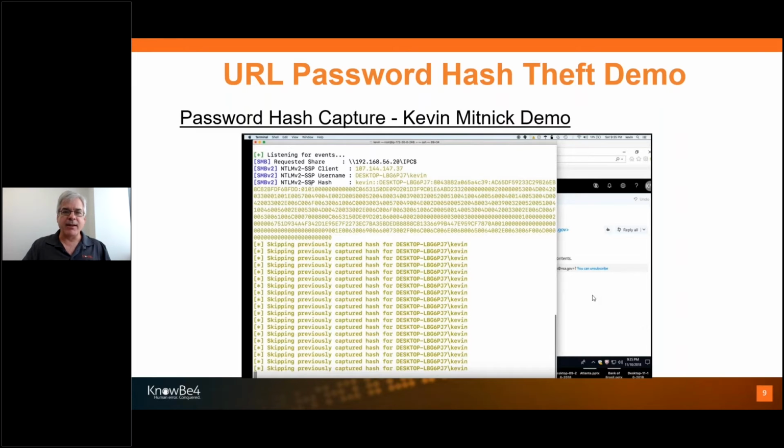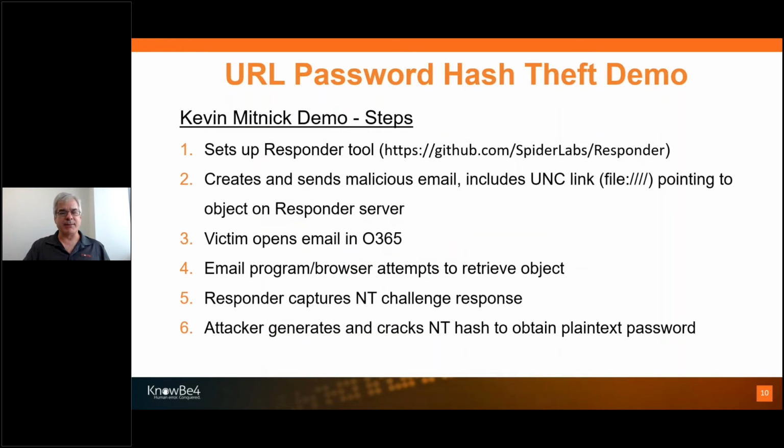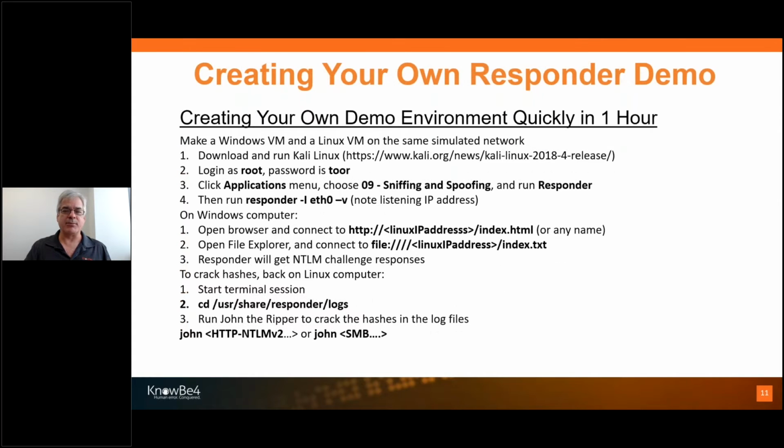Here we go. So if you've never seen that demo before, Kevin is using something called Responder. Anybody could download that from GitHub. And again, he created this malicious URL that sends this file:// link, and the victim opens it, and then the email tries to retrieve that object from that URL. The Responder program captures the NT challenge response. He gets the NT hash and then obtains and cracks back to plain text password.